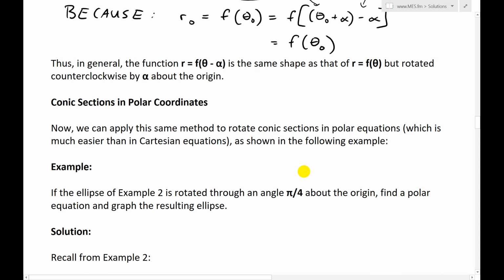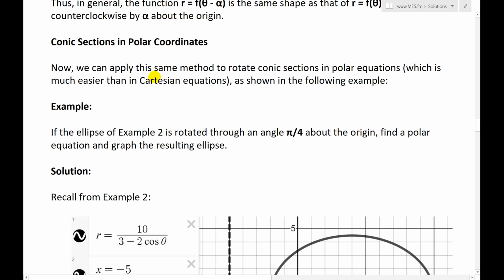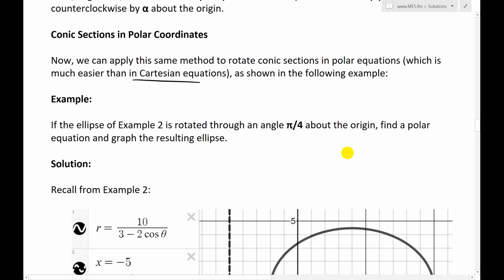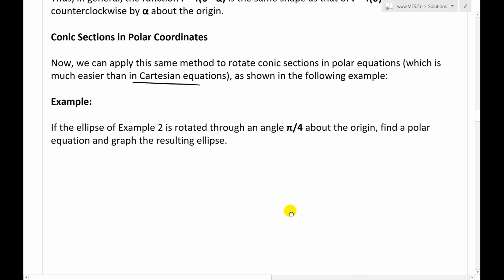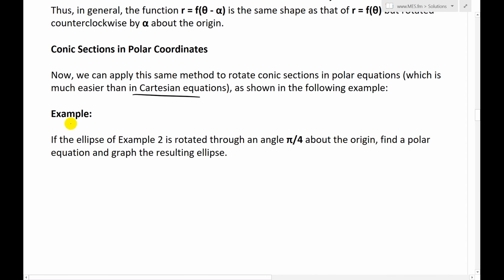So now let's go to another part of the topics to cover, and that's conic sections in polar coordinates. We could apply the same method as above to rotate conic sections in polar equations, which is in fact much easier than in Cartesian equations, as shown in the following example. I'll rotate a conic section as opposed to the cardioid. It says, if the ellipse of example 2 is rotated through an angle pi/4 about the origin, find a polar equation and graph the resulting ellipse.